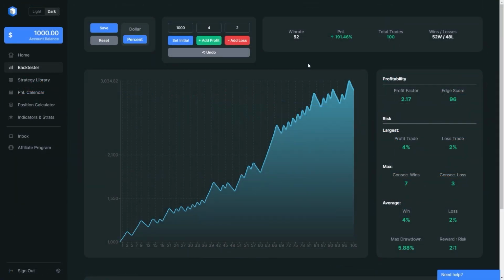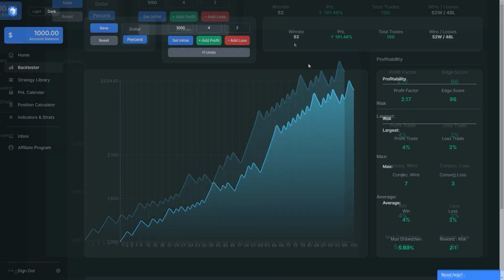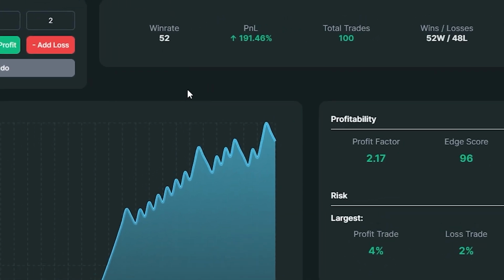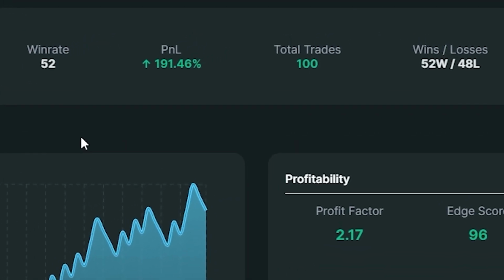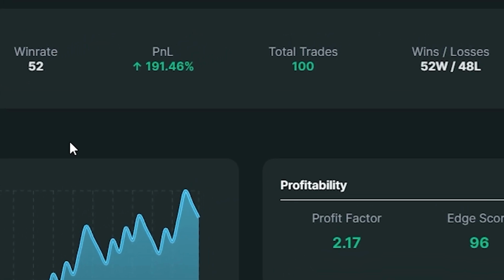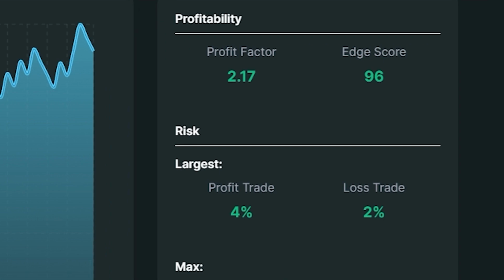Okay, after backtesting this strategy 100 times, I found those setups within a 10-week period. As we can see, the results are very good. The win rate is 52%, which is good for a 5-minute scalping strategy. I was able to increase my account size by 191%. The profit factor was 2.17.